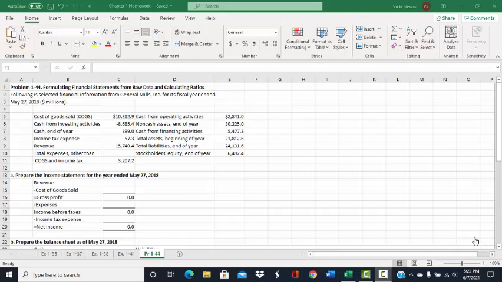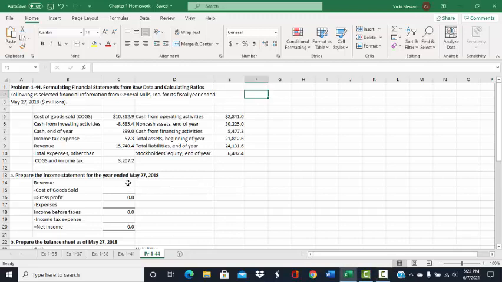This is a demonstration of problem 144, formulating financial statements from raw data and calculating ratios. The problem gives us selected financial information from General Mills, Inc. for its fiscal year ended May 27, 2018, and then it's going to ask us to prepare the income statement, balance sheet, and statement of cash flows for General Mills, and then selected ratios.